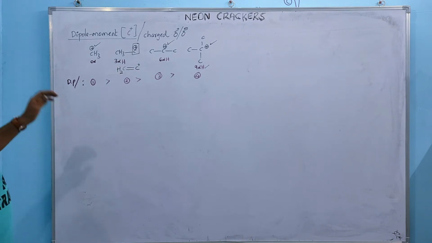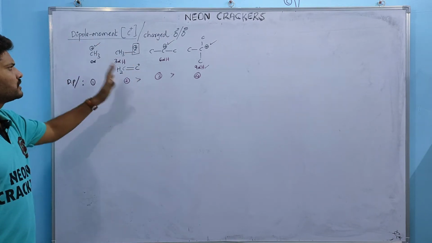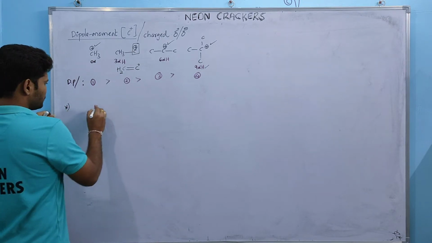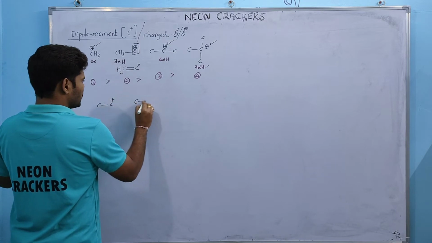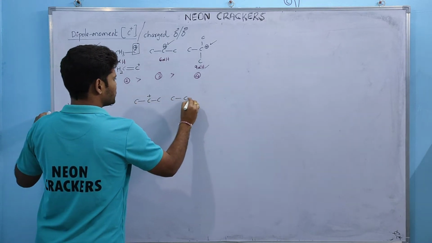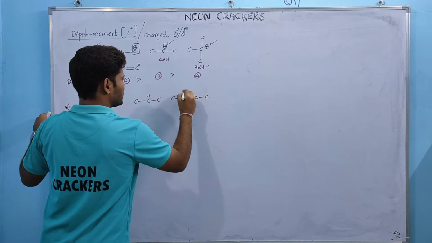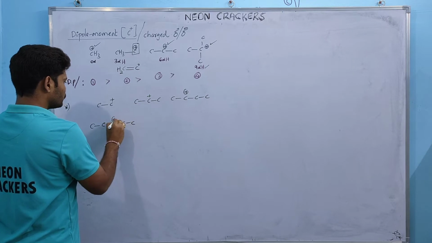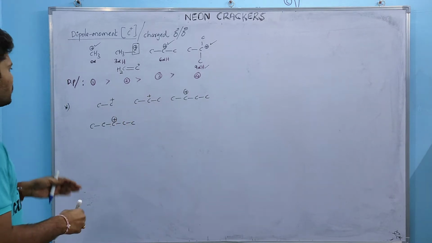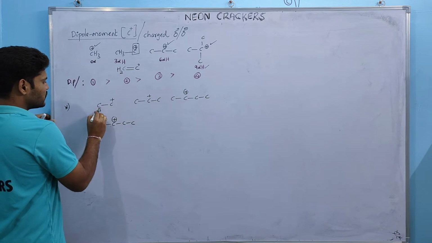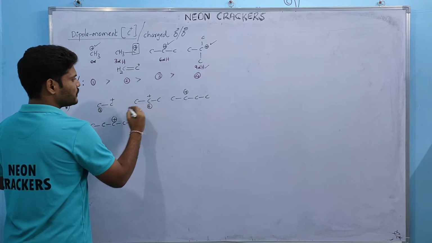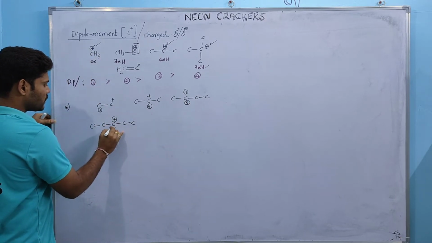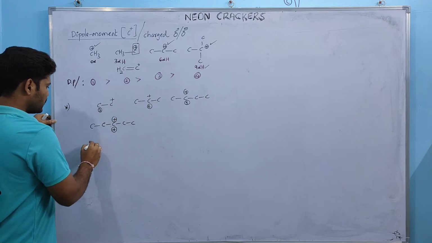Hyperconjugative applications. After knowing this concept, first we need to find the alpha hydrogens. If we need one more example: C plus is there, the next one is C, like this. Now how many alpha hydrogens here? Three alpha hydrogens. Here, six alpha hydrogens. Here, five alpha hydrogens. Here, four alpha hydrogens.